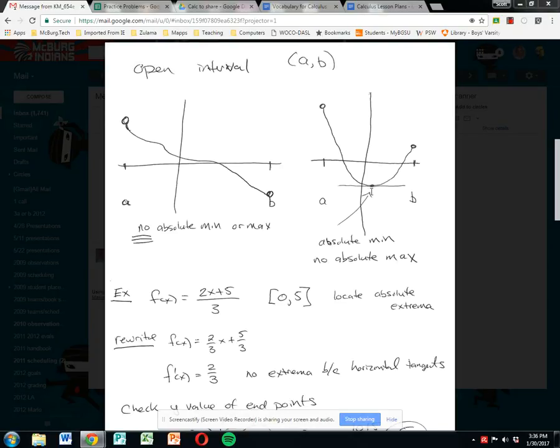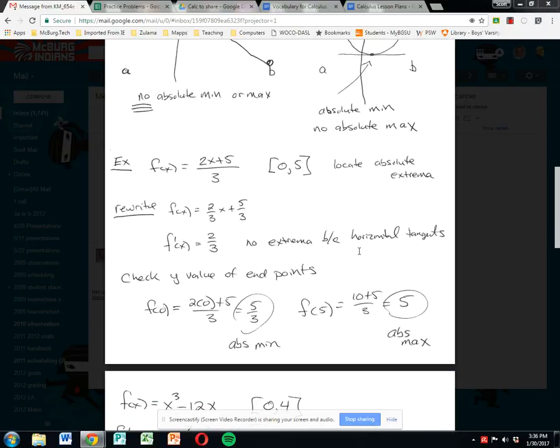Here, however, a Y value does exist, and it is the lowest point on the graph, so an absolute min exists, but no absolute max exists. Looking at about 3 examples. First of all, just checking this one.